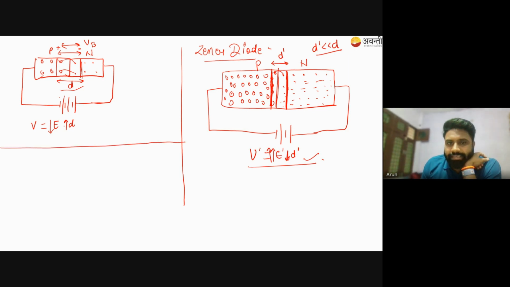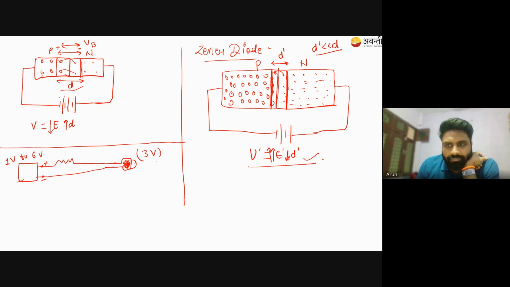Suppose, why am I telling you so? Suppose we have a fluctuating DC output, and it fluctuates from 1 volt to 6 volt. We have an LED here. The bigger side is the anode and the smaller side is the cathode. So this is positive, this is negative. If you directly connect it with some kind of resistance, and this LED operates on 3 volt, what would happen? This DC source is fluctuating from 1 volt to 6 volt.